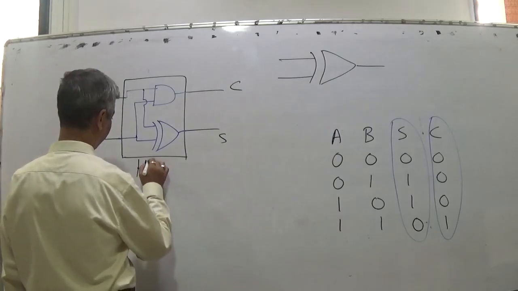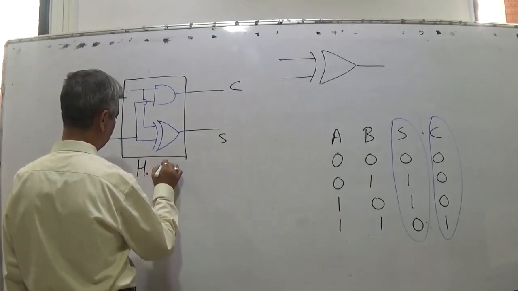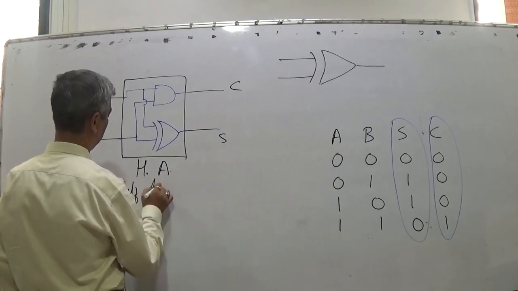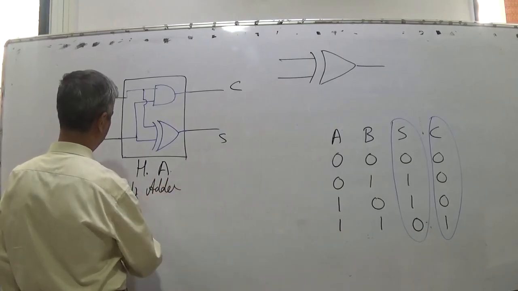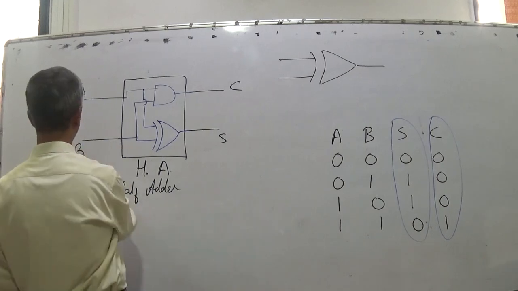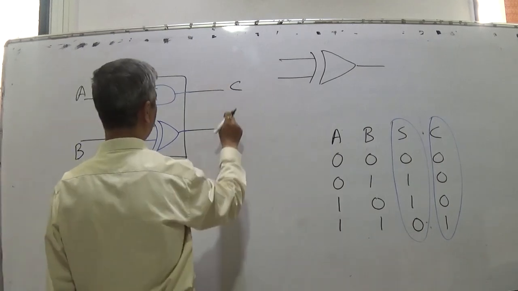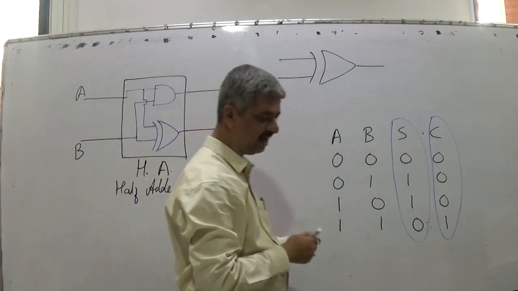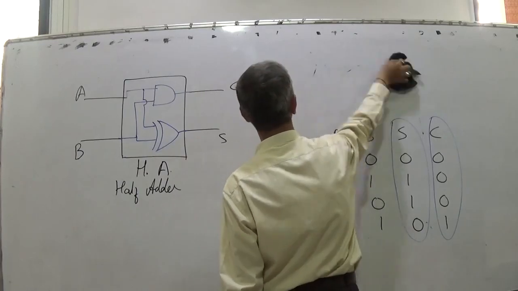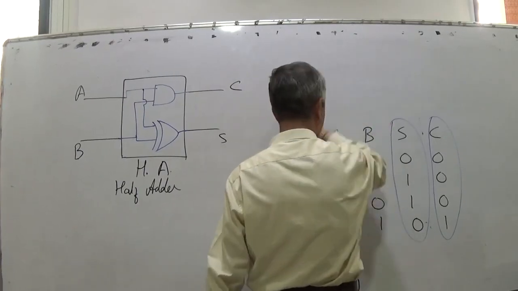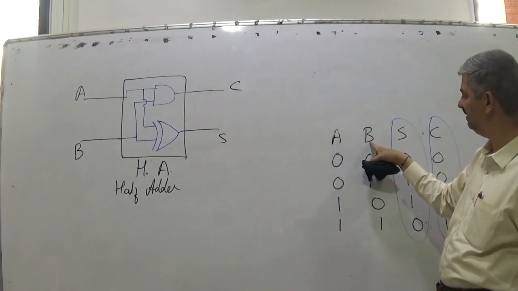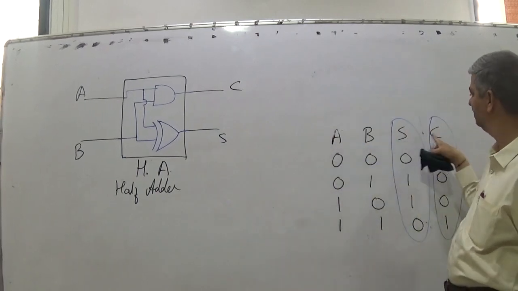Why half adder? HA, or half adder. Why half? Because it adds 2 bits and produces sum and carry. Why it is called a half adder, that I will explain when we go for discussing the full adder. Is it clear now? Half adder: 2 input bits, sum output, carry output.